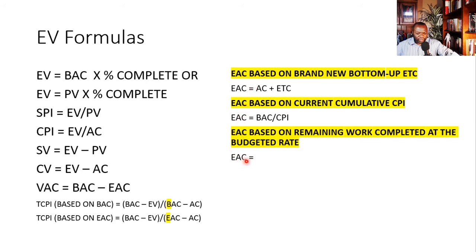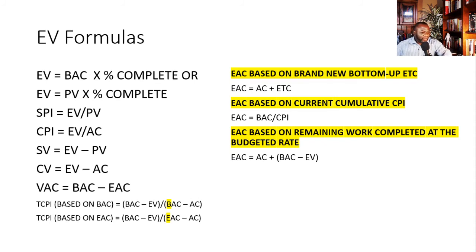So for this one, based on remaining work completed at the budgeted rate, what we're really doing in essence is putting in a different statement for ETC. So it's still AC plus BAC minus EV, which is your ETC if the remaining work is completed at the budgeted rate. You see what I'm saying? So everything anchors back to AC plus something.